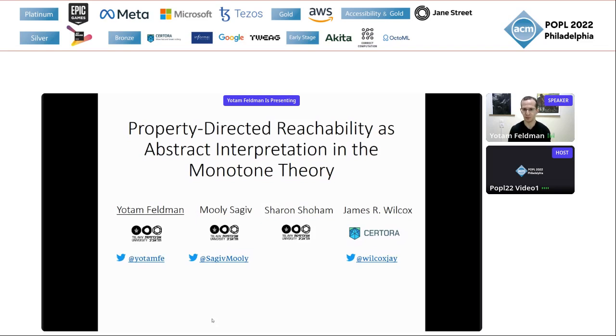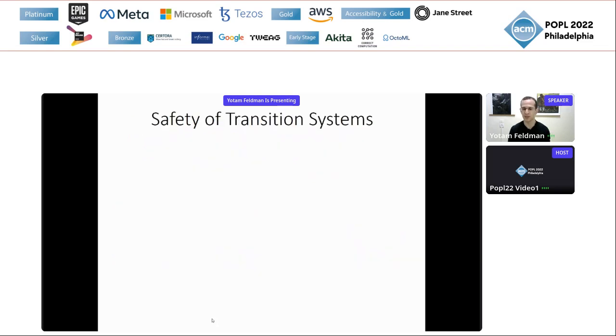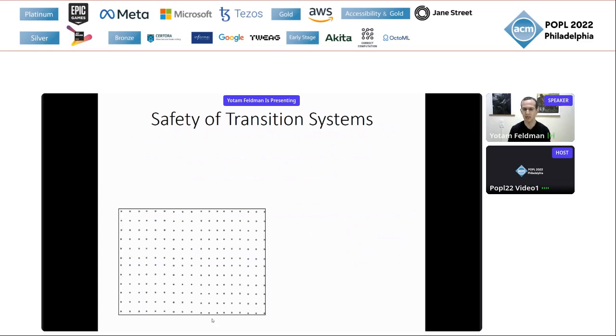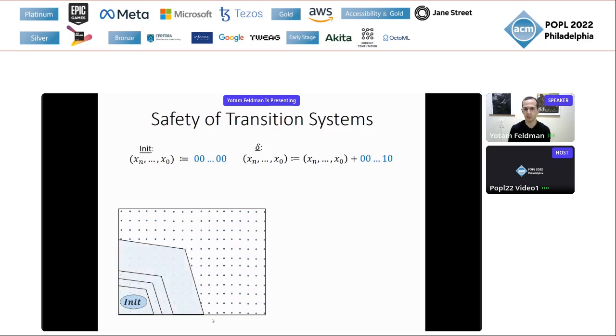This is joint work with Mooly Sagiv, Sharon Shoham, and James Wilcox, and it's about invariant inference, a set of techniques for proving the safety of transition systems. Suppose we have, for example, a system over n plus one propositional variables representing a number in binary, which starts from zero and in each step is incremented by two. And this defines the reachable states of the system. And we want to prove that no reachable state is bad. And here bad means being this number 10001, which is 2^n+1. So we want to prove that we can't get to this number by iteratively adding two starting from zero.